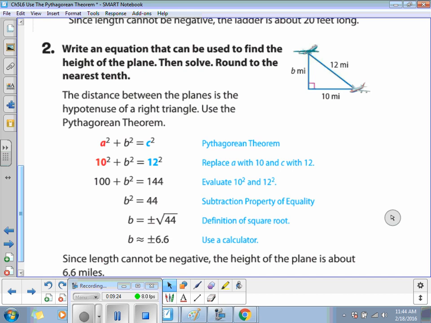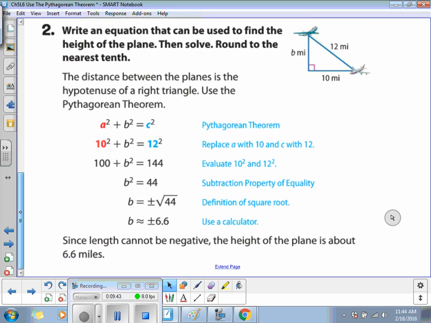You got that? We end up with 100 plus b squared is equal to 144. And then how do I get that b squared by itself? You're going to subtract 100 on both sides. Very good. So you end up with b squared is equal to 44. And then your final answer is going to be a 6.6. Okay? And again, we don't use the negative because we don't have a negative distance. Okay?